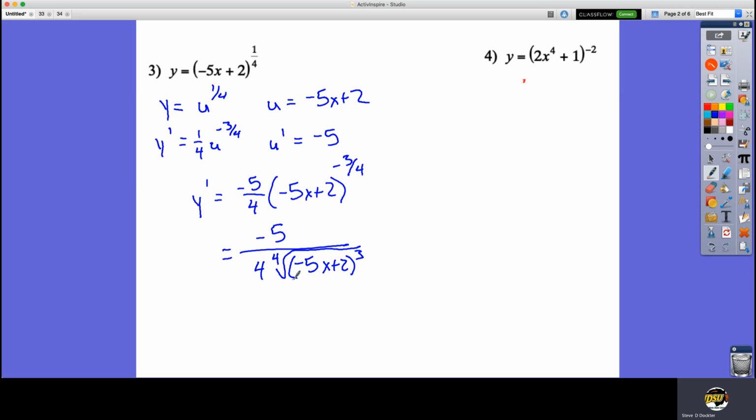All right, number 4, just because it's a negative exponent, do we do anything different? No. Okay, do it.